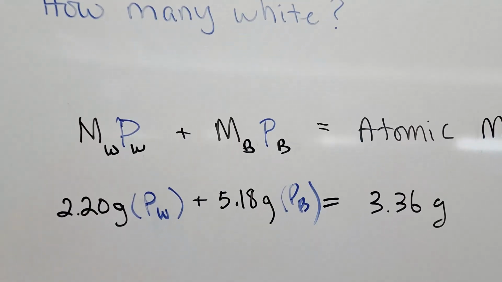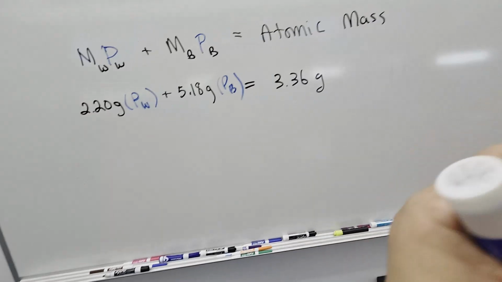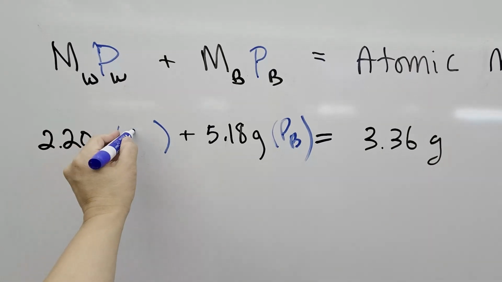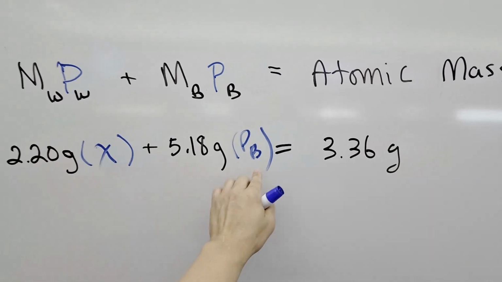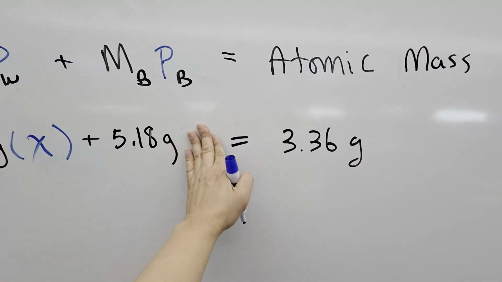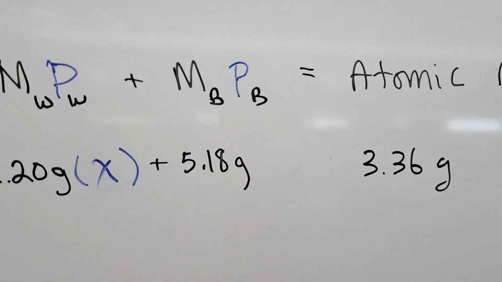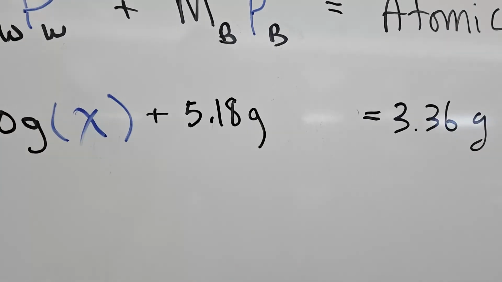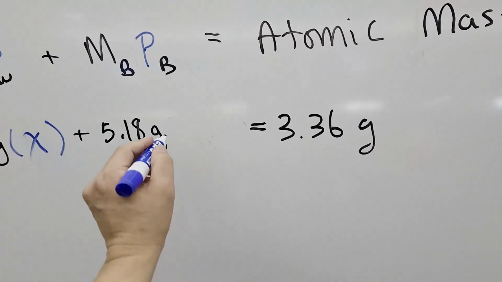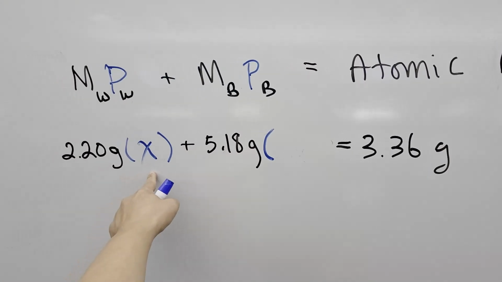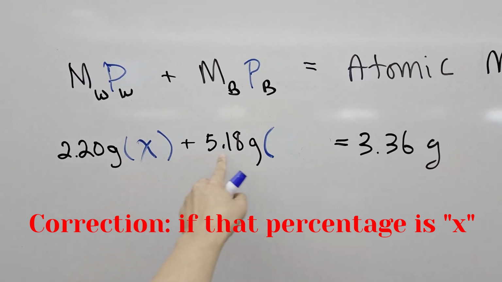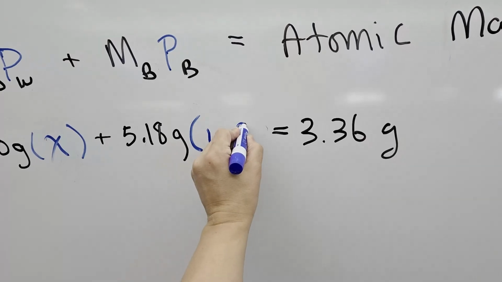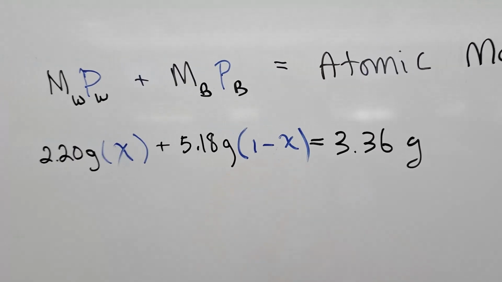This is the one we want, that will give us the answer to the problem. How many pieces are white? Let's call this X. And because we only have two isotopes, those two relative abundances have to add up to 100%. And 100% in decimal form is 1. So if the percentage of white is X, then the percentage of the black isotopes is 100% minus X, or 1 minus X.